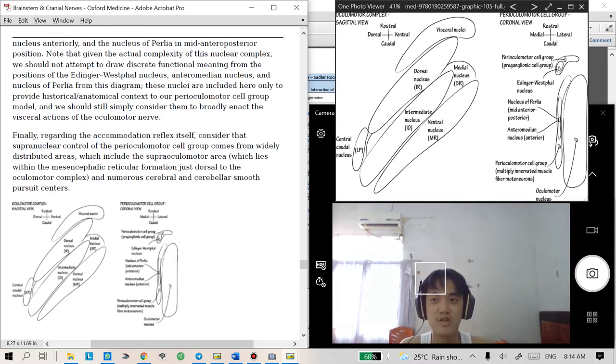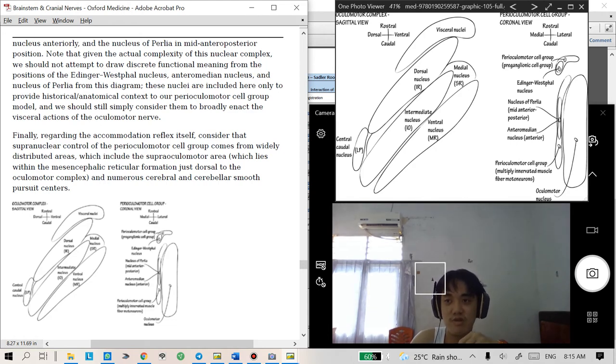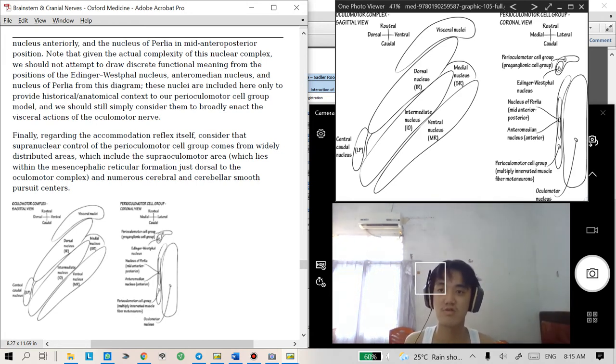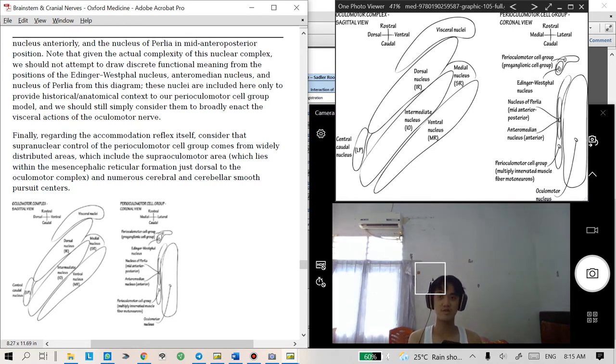Note that given the actual complexity of this nuclear complex, we should not attempt to draw discrete functional meaning from the positions of the Edinger-Westphal nucleus, anteromedian nucleus, and nucleus of Perlia from this diagram. These nuclei are included here only to provide historical or anatomical context to our perioculomotor cell group model, and we should still simply consider them to broadly enact the visceral actions of nervus oculomotorius.